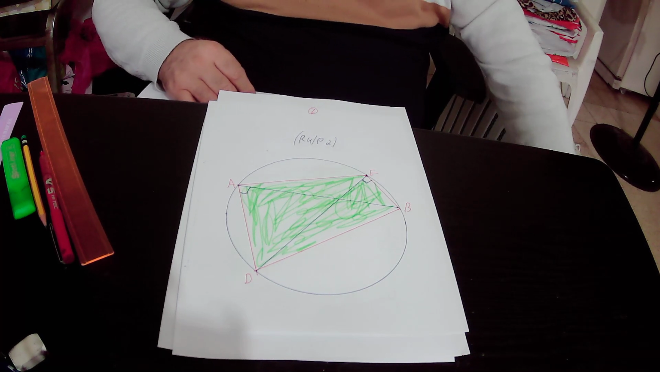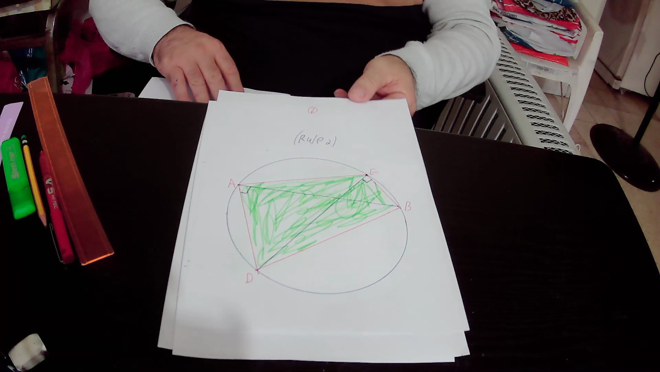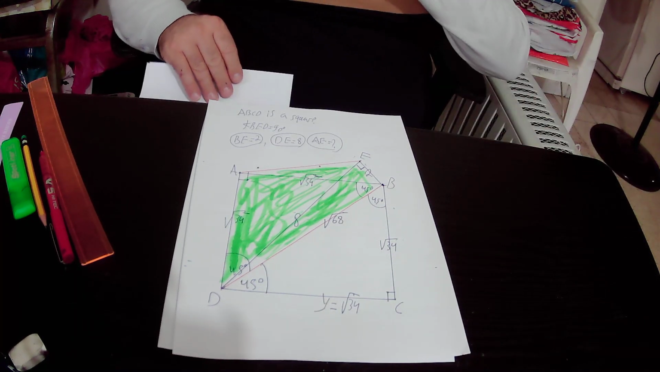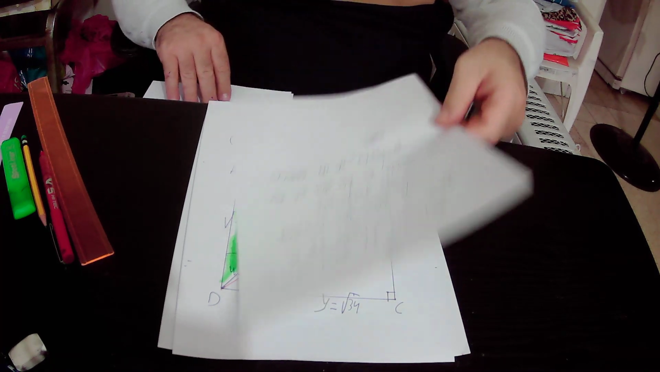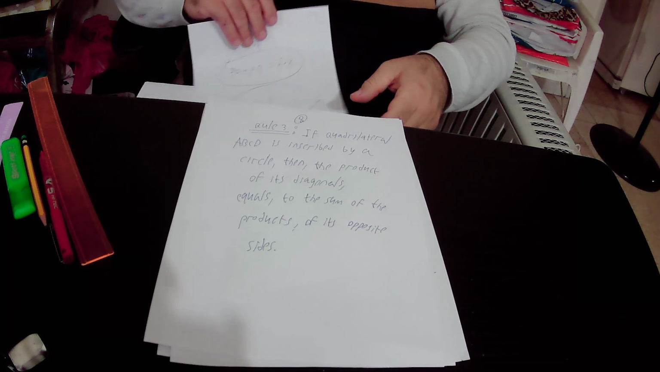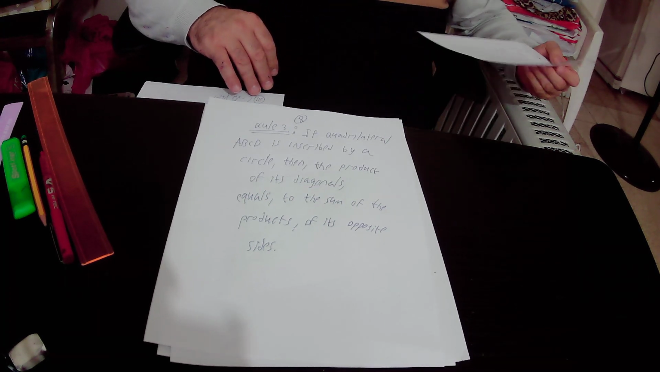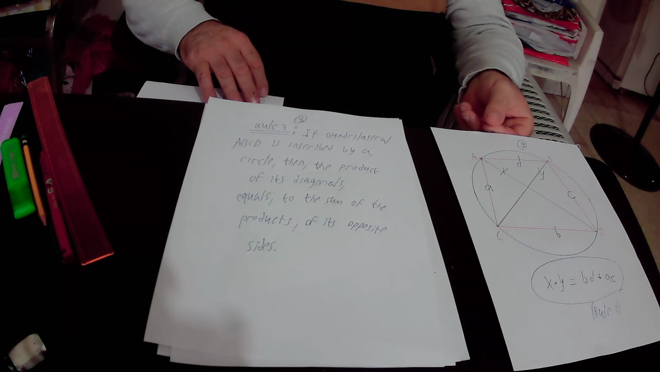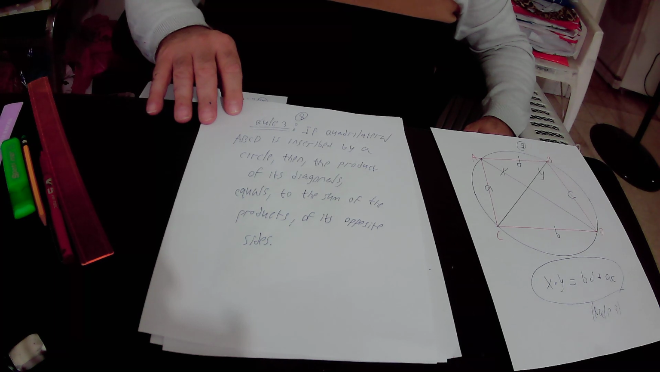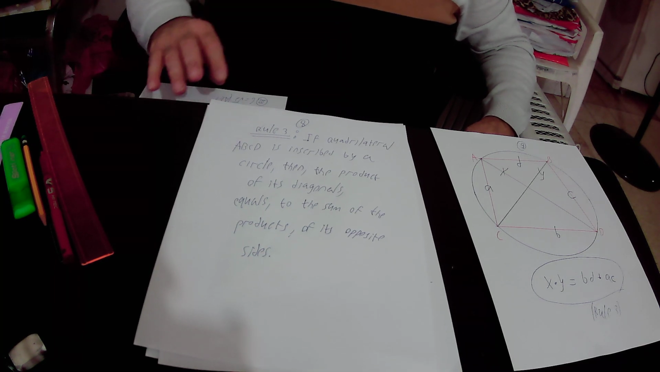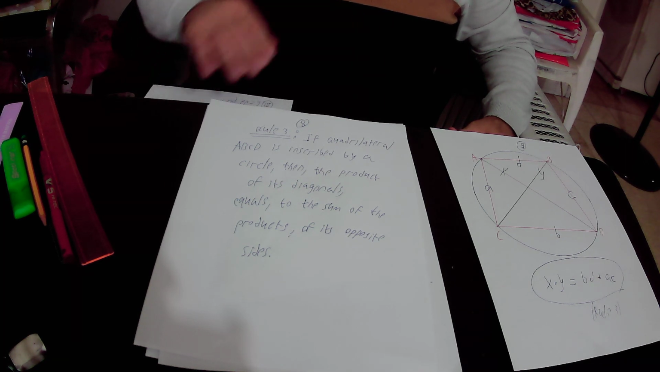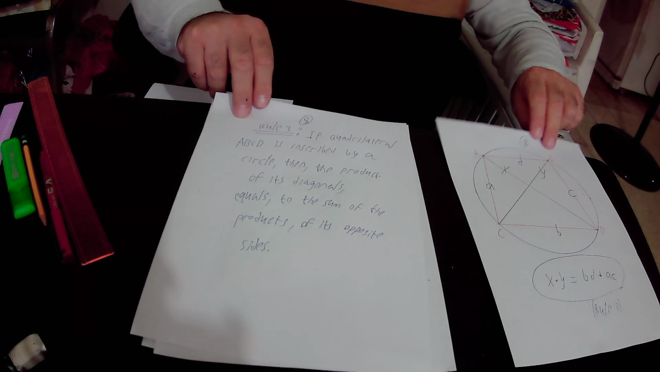Okay? And we also presented to you rule number 3, and we implemented rule number 3 in our drawing. According to rule number 3, if quadrilateral ABCD is inscribed by a circle, then the product of its diagonals equals the sum of the products of its opposite sides. So, what is the meaning of rule number 3?